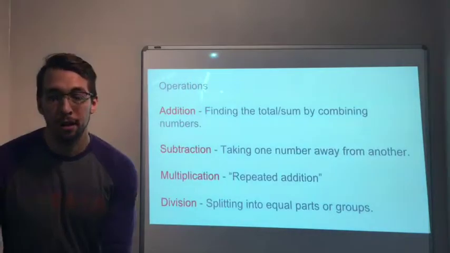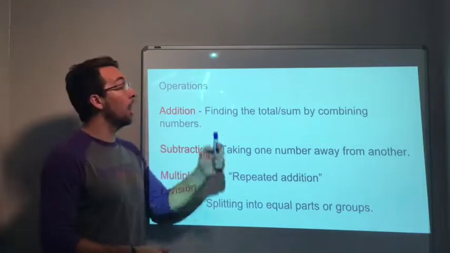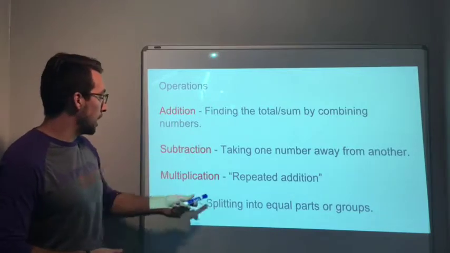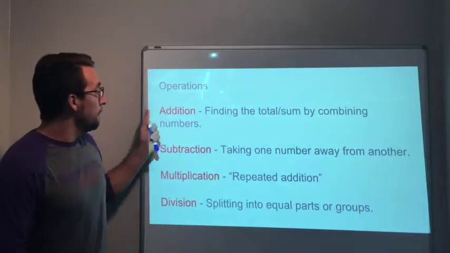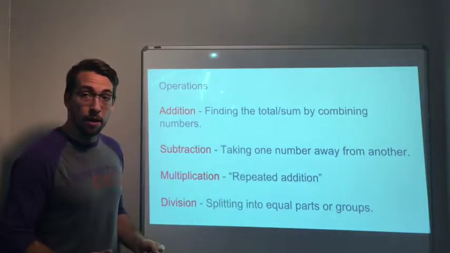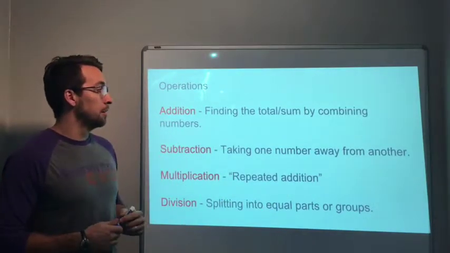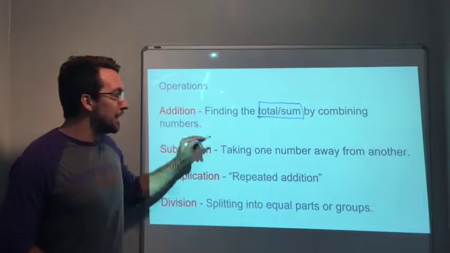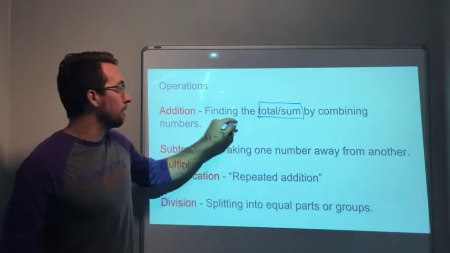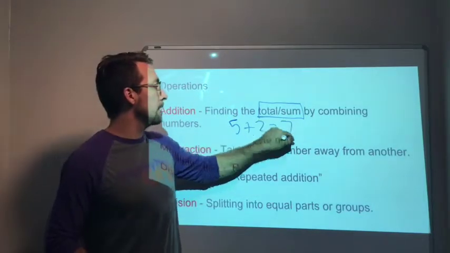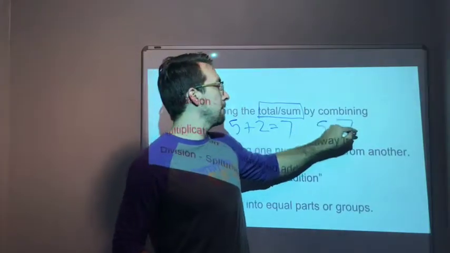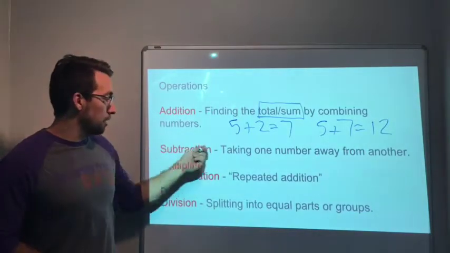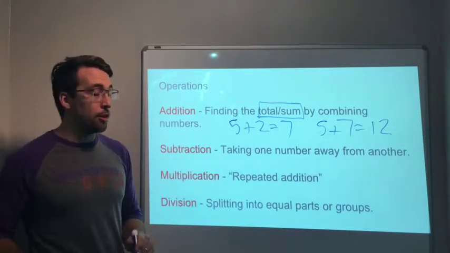So these are your overall general terms: operations, operators, the equation or expression. Now, specific to the different operations: addition, subtraction, multiplication, division. Addition is finding the total or sum by combining numbers. We're going to get into that vocabulary as well. You add, you combine together. 5 plus 2 equals 7. 5 plus 7 equals 12. That's addition.